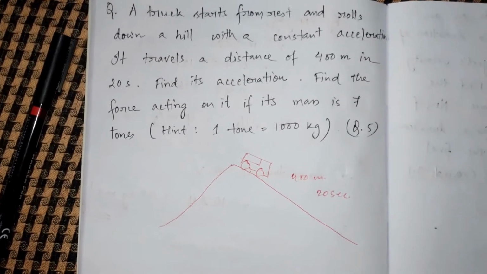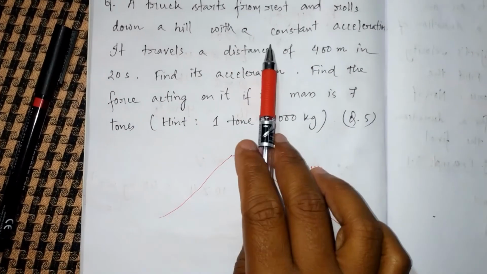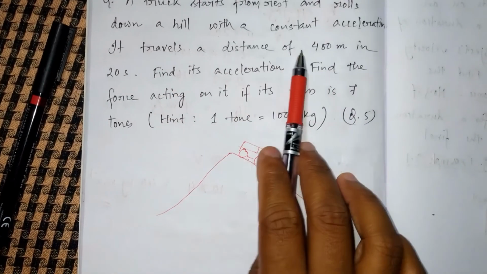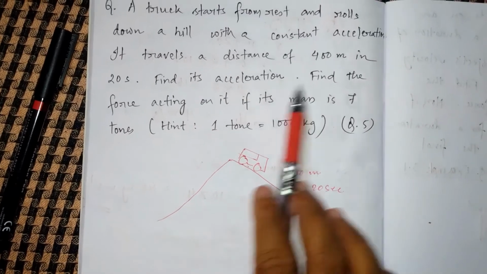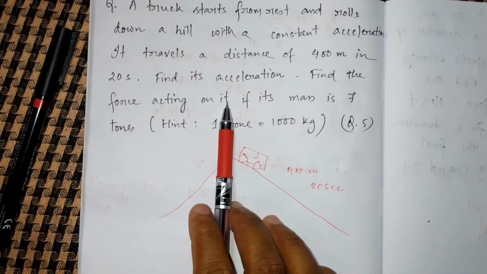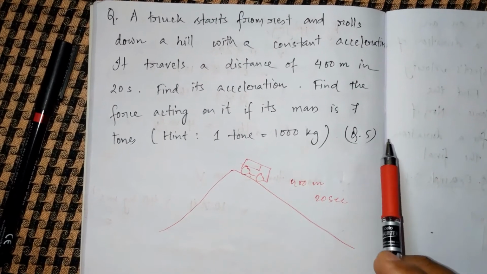So let's see the next question. The question says, a truck starts from rest and rolls down a hill with a constant acceleration. It travels a distance of 400 meters in 20 seconds. Find its acceleration, and find the force acting on it if its mass is 7 tons. So the question is pretty much easy, so let's understand it.